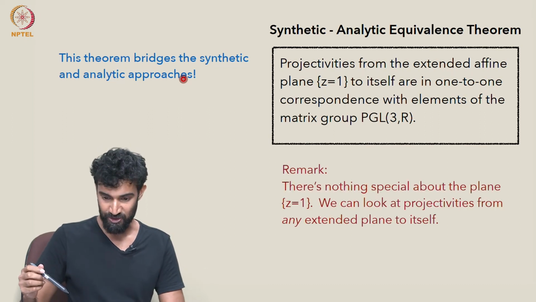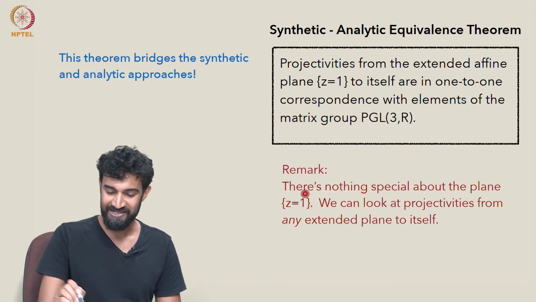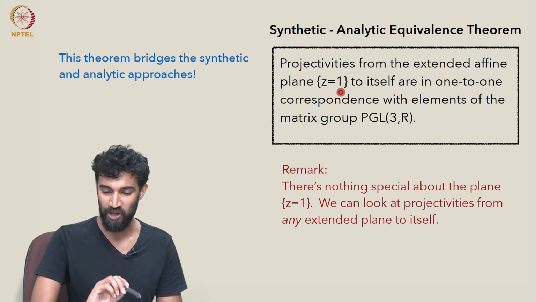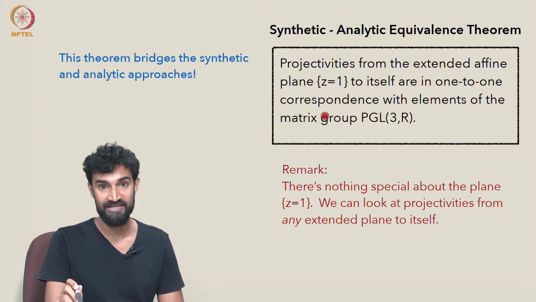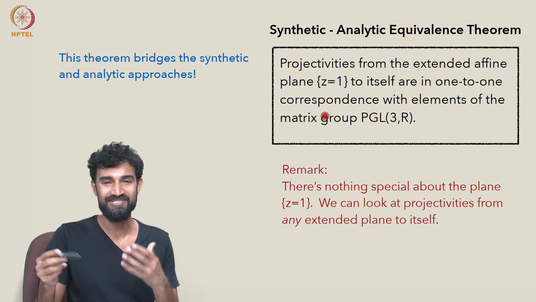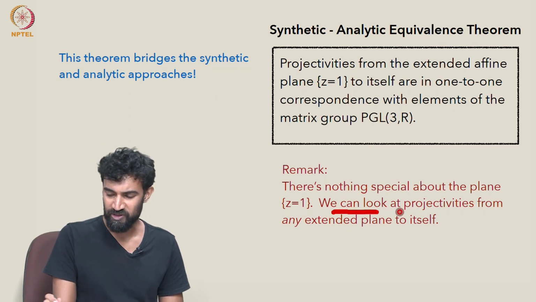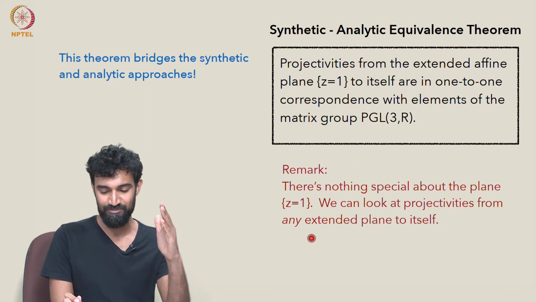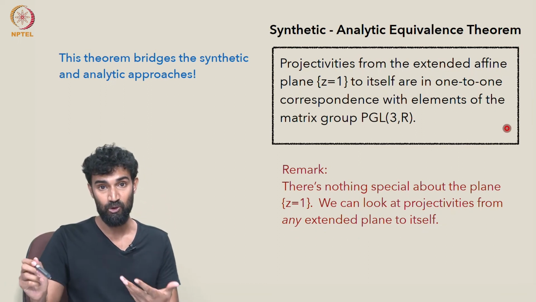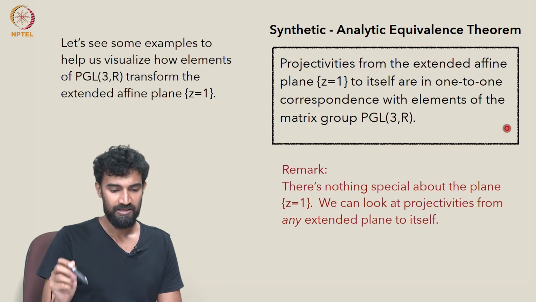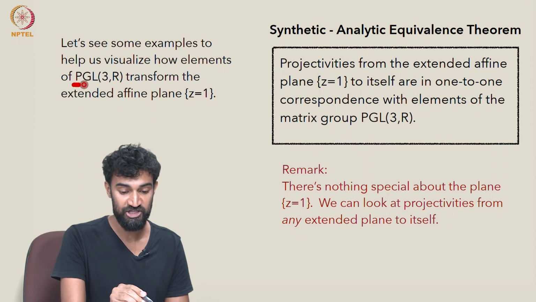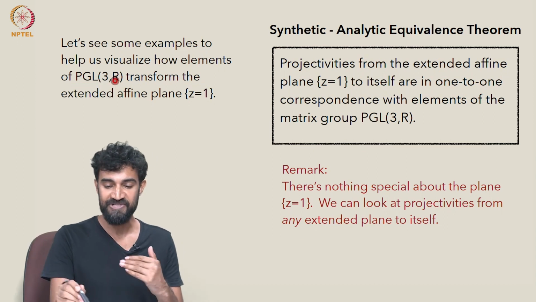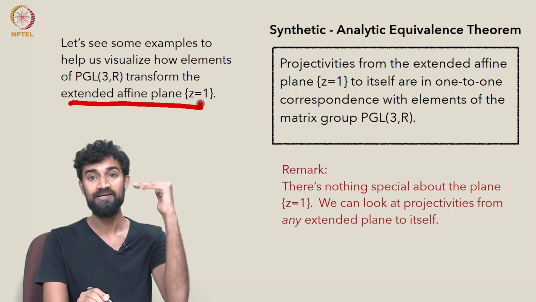So an important remark here, there's nothing at all special about the plane z equals 1. I'm just using that for the statement of the theorem. We're looking at projectivities from that particular extended plane to itself, because that'll make things a little easier to relate. But you can look at projectivities from any fixed extended plane to itself, and the same theorem will hold. So let's see some examples to help us visualize how elements of PGL3R transform this extended affine plane z equals 1.